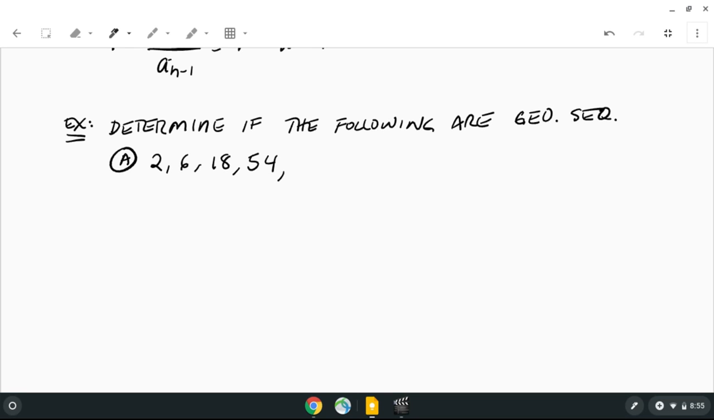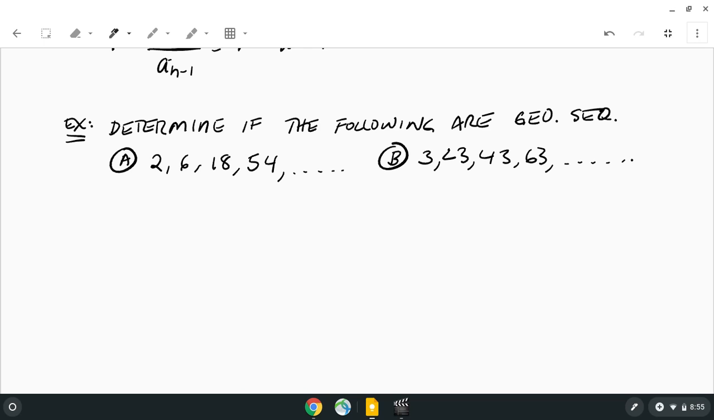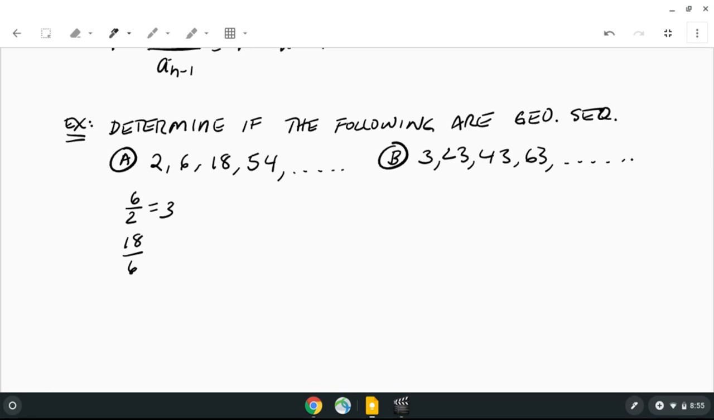Okay, so let's take a look at this sequence, and we will take a look at this one as well, 3, 23, 43, 63. Okay, so we want to do some sort of organized check here. So I will start with the 6, divide by 2, I get 3. 18 divided by 6, I get 3. And 54 divided by 18, I get 3. Okay, so this one here is a yes. And our common ratio would be 3.